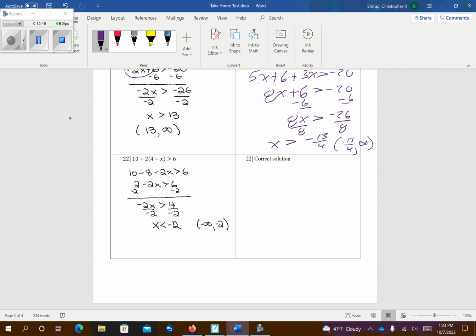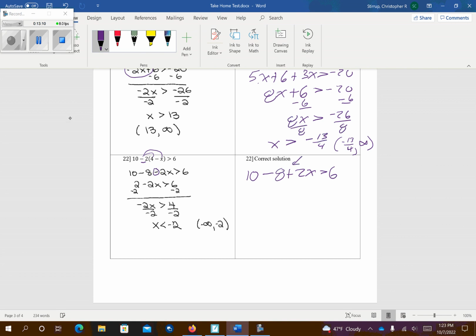It looks like on this next problem, oh, okay, they distributed the negative 2 here, and they got the negative 8, I agree, but they distribute negative 2 to negative x. That should have been a positive. Okay, so let's write this. This is how it should have been done. So that's where the error took place, right there.